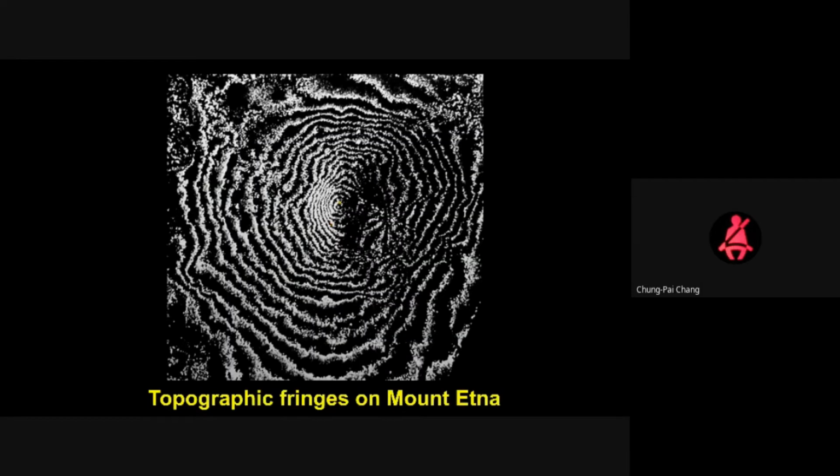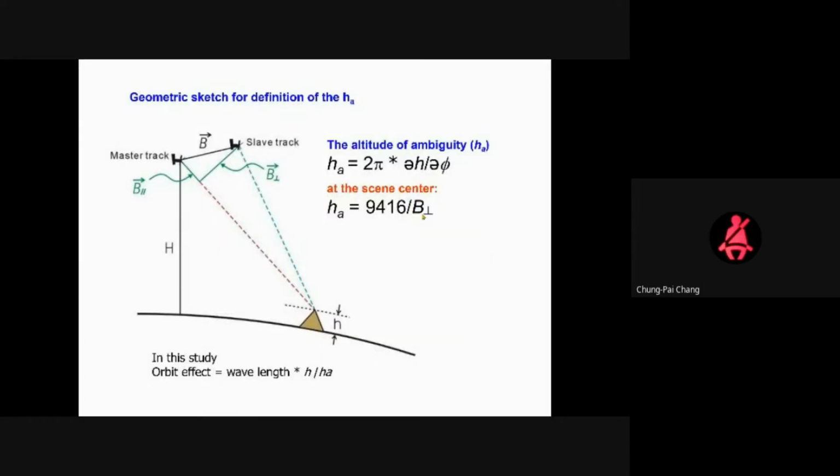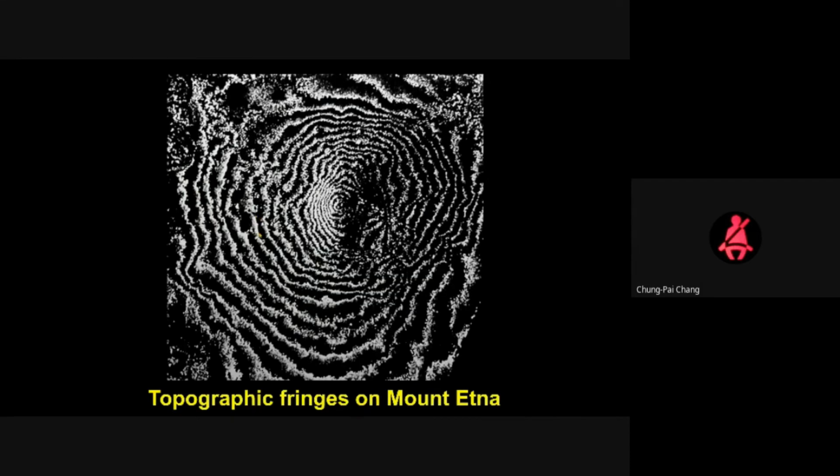just like this one. This is a peak of the mountain. This is a volcano, Mount Etna. And if this value is 94, then the contour interval will be 100 meters. That means you can use this interferogram as a contour map. And this is elevation 100, 200, 300, and so on, till the top of the mountain. So you can extract the topography and the elevation of the mountain.